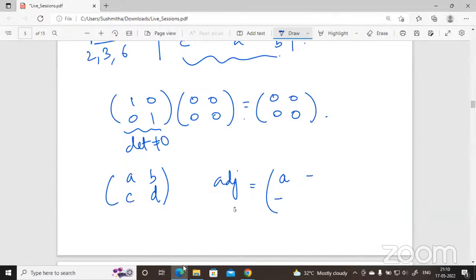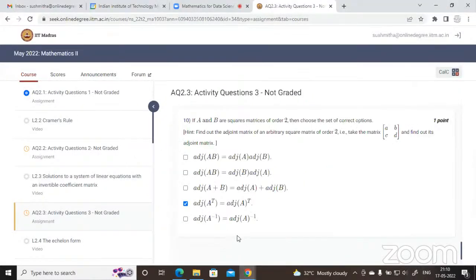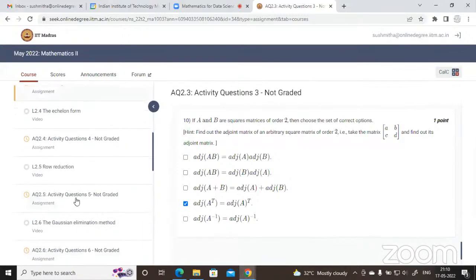Now you take the transpose of the adjoint: A, minus C, minus B, D. And similarly, you take the transpose and then take the adjoint. You'll get the same matrix. Okay, ma'am. Okay, question 2.5, question number 8 and 9.